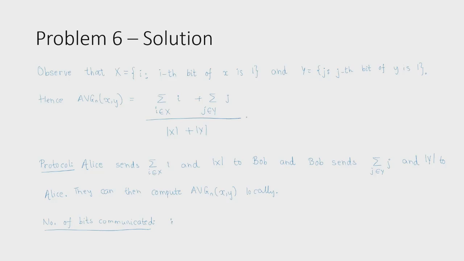Okay. So x and y are both subsets of n. This means that the size of x and the size of y are less than or equal to n, right? So these two sizes are order log n bit numbers, right?